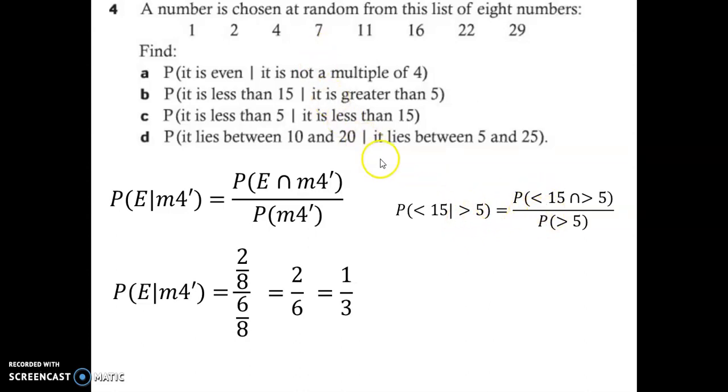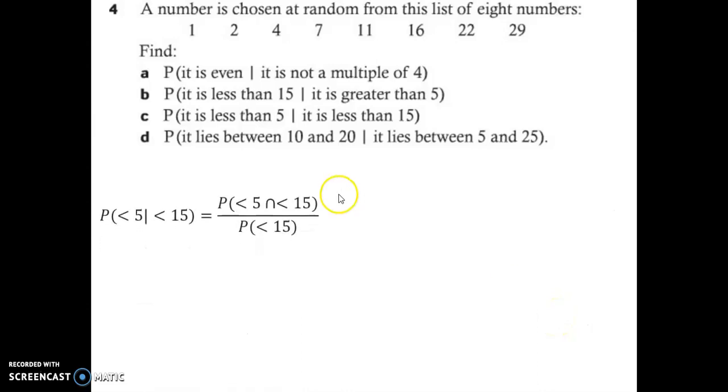All right, so here the intersection means things that are less than 15 and greater than 5. So what are the numbers here that are less than 15 and greater than 5? Well, if you go greater than 5, you ignore these first 3 numbers. If you go less than 15, you ignore these last 3 numbers. So the only numbers that are greater than 5 and less than 15 are these 2 right here. So that's 2 numbers out of 8. On the bottom, we have numbers that are greater than 5 only. So that's not counting these 3, which means there's 5 numbers here, 5 out of 8. Again, these 2 8s cancel, and we have 2/5.